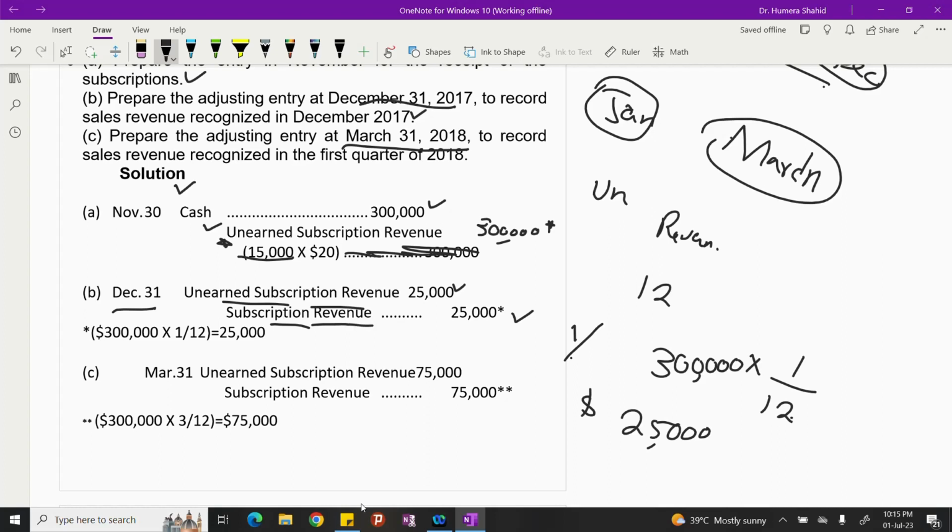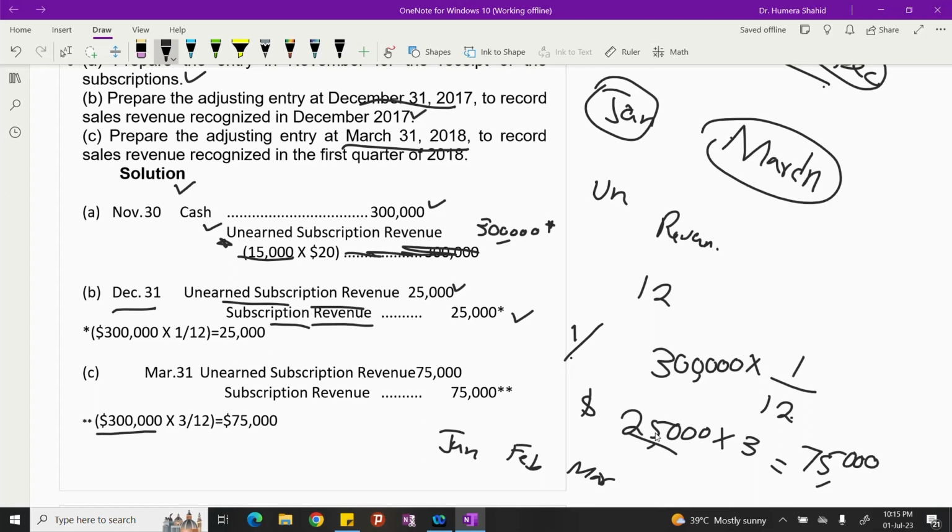Now on March 31st, we have to record the revenue of January, February, and March. Three more months, right? There are two ways to do that. The first way is to multiply monthly revenue by 3. You will get your answer, 75,000. And another way is the same way.